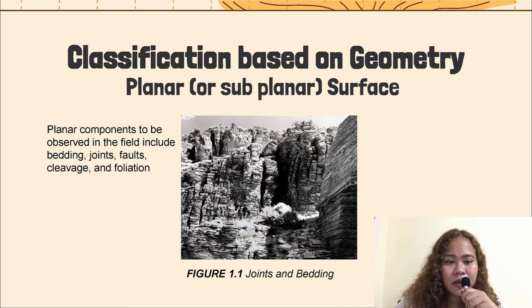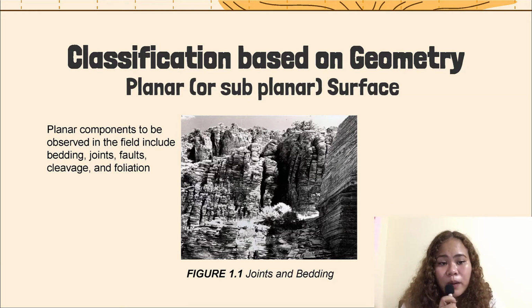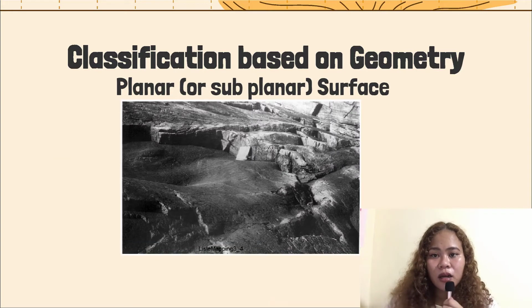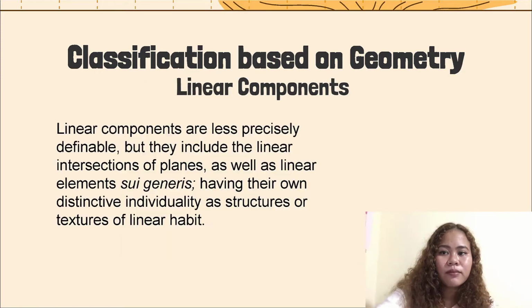Now, this is an image of joints and beddings. A bedding is a primary layering in a sedimentary rock, formed during deposition, manifested by changes in texture, color, and/or composition. A joint is a brittle fracture surface in the rocks along which little or no displacement has occurred. It is where blocks move apart but do not slip past each other. Next is a curviplanar surface. Now, this is an image that shows us a curviplanar surface.